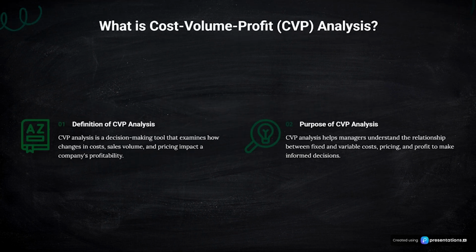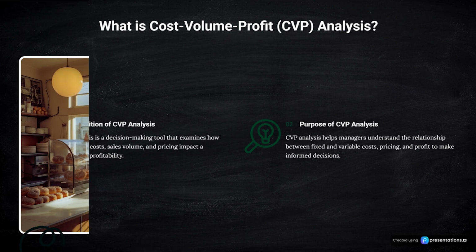CVP analysis is a decision-making tool that examines how changes in costs, sales volume, and pricing affect a company's profits. It's particularly useful for answering questions like, how many units do we need to sell to cover our costs? What happens if we lower our prices? And how will changes in fixed or variable costs impact profitability?